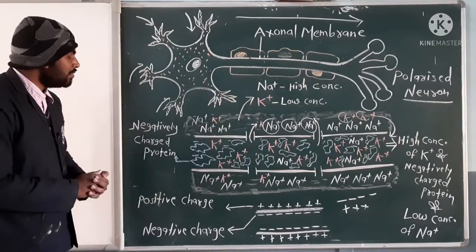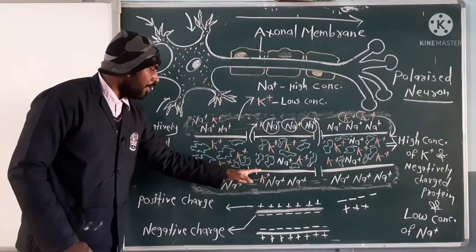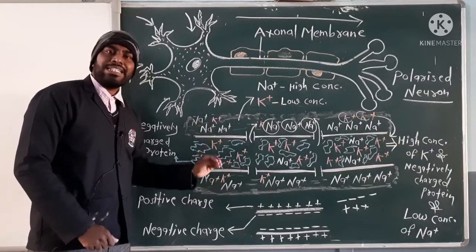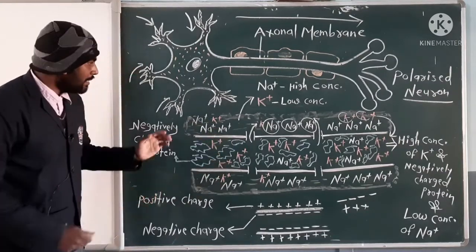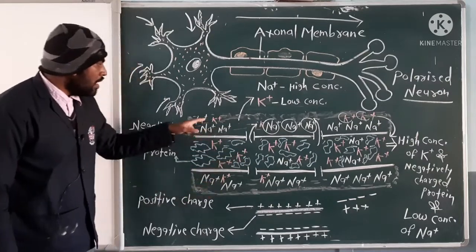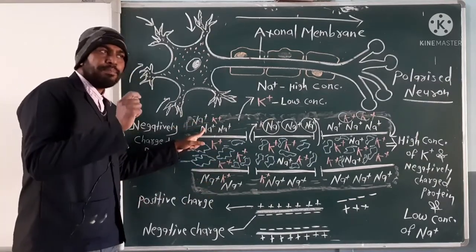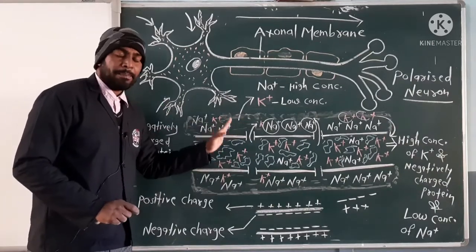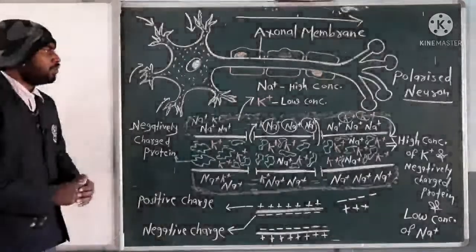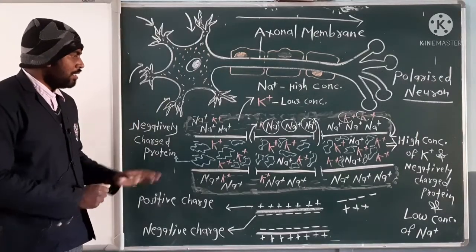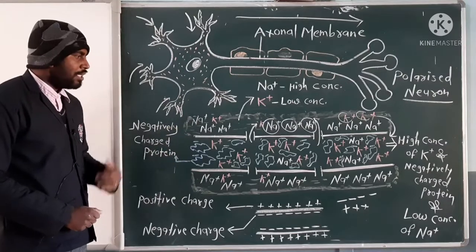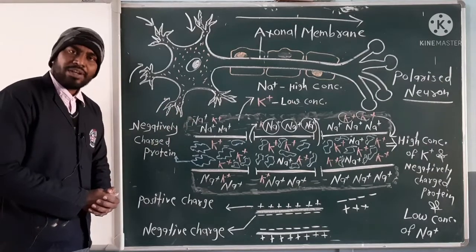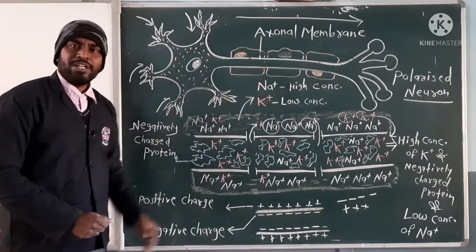One more thing: this axonal membrane is semi-permeable. It only allows selective ionic transport. And as I was telling, at resting stage, sodium ions are impermeable to the axon, whereas potassium ions are permeable. I hope you understood this polarity of the neuron, and in the next segment we will study how the impulse is generated and how it is transported through the axon.